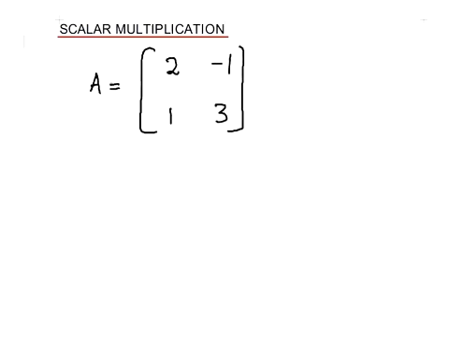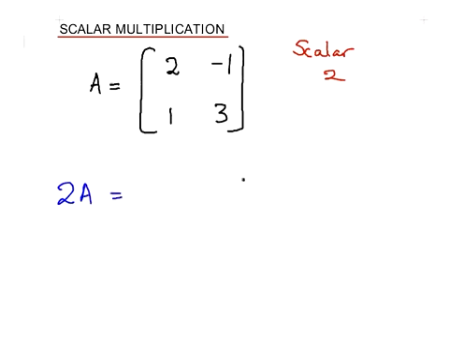So first off, let's look at scalar multiplication. Scalar is simply a number, such as 1 or 2 or 3. It is not a matrix. We're going to use the scalar 2 in this example. So scalar multiplication of this matrix A would look as follows. So let's say we're going to multiply by 2, 2A.